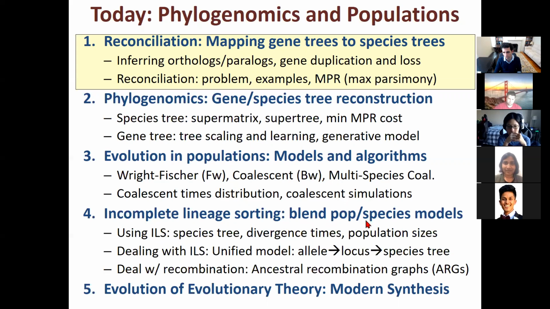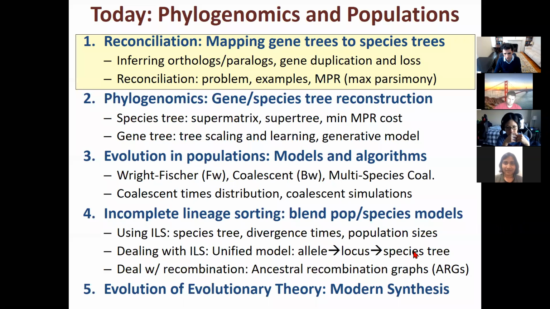We're going to blend population and species models to basically use incomplete lineage sorting for species tree, divergence times, population size, and how to deal with incomplete lineage sorting when constructing trees so that we're not fooled by incomplete lineage sorting. So we're going to build a unified model that looks at allele evolution in the context of locus evolution, in the context of gene duplication and loss within a species tree.